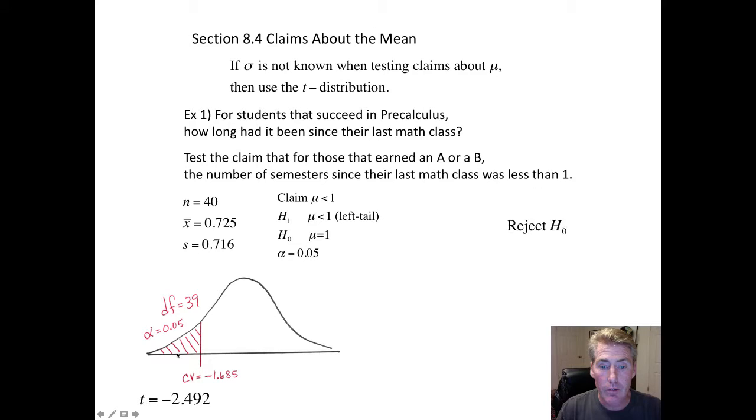That means that we say reject H sub O. So we're just saying, does it equal 1? No, it doesn't equal 1. And because this landed to the left, that means this, which said it was going to be less than 1, is true. So the claim is true. In order to be an A or B student, most likely they did skip less than 1 semester of math.